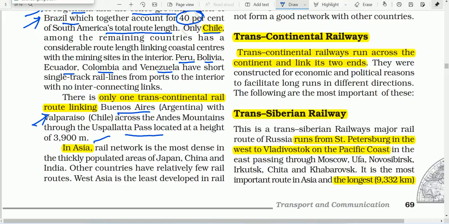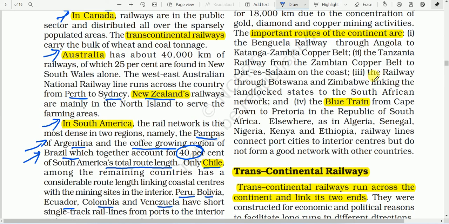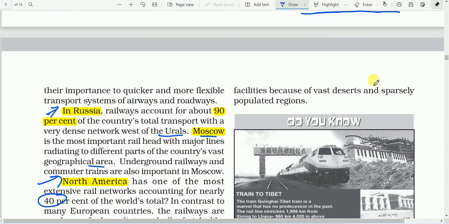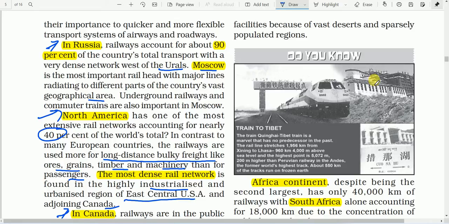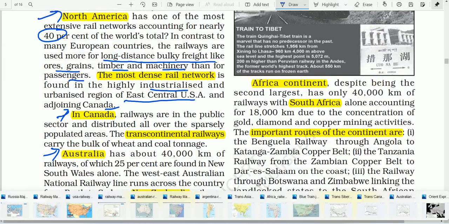Then in Asia, the railway network is the most dense in thickly populated areas of Japan, China, and India. Other countries have relatively few rail routes. West Asia is least developed in the facilities because of vast desert and a sparsely populated region. The western part of Asia is mainly arid, desert areas, and population density is low, and that is why we have low density of railway network.